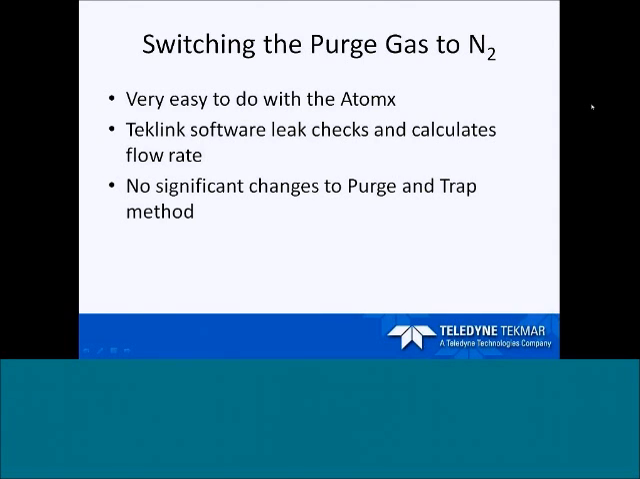So first we're going to talk about the easy part, which is switching the purge gas to nitrogen after you have your carrier gas switched to helium. It's extremely easy to do with the Atomx, and actually our software will leak check it and calculate the flow rate differences for you. And we found that there were no significant changes to the purge and trap methods that you would use for any of the VOC methods.